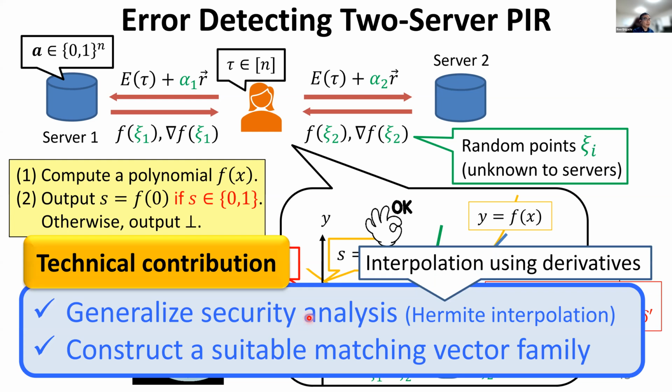So while our construction may seem to be a simple application of the Tompoval technique, our technical contribution is generalizing the security analysis of the Tompoval technique to the setting of Hermite interpolation, which uses derivatives in addition to values to recover a polynomial. Furthermore, because we have to choose alphas from a sufficiently large domain to make the probability of failure negligible, we need to rearrange the parameters of the underlying matching vector family. So we construct a suitable new family of matching vector families.